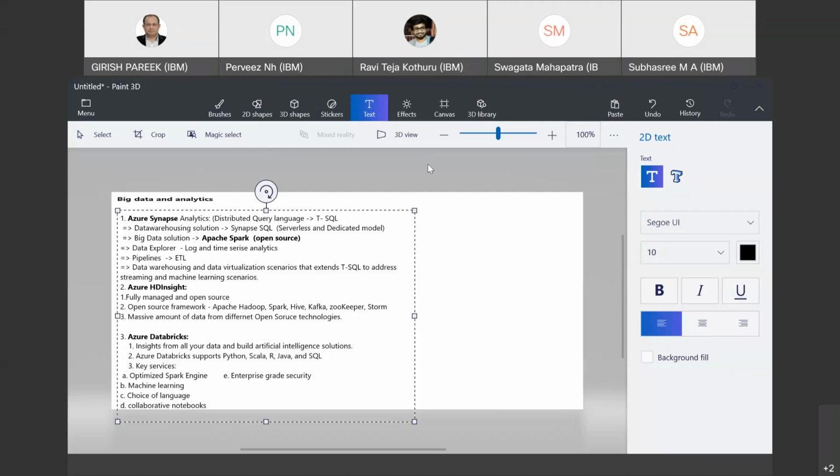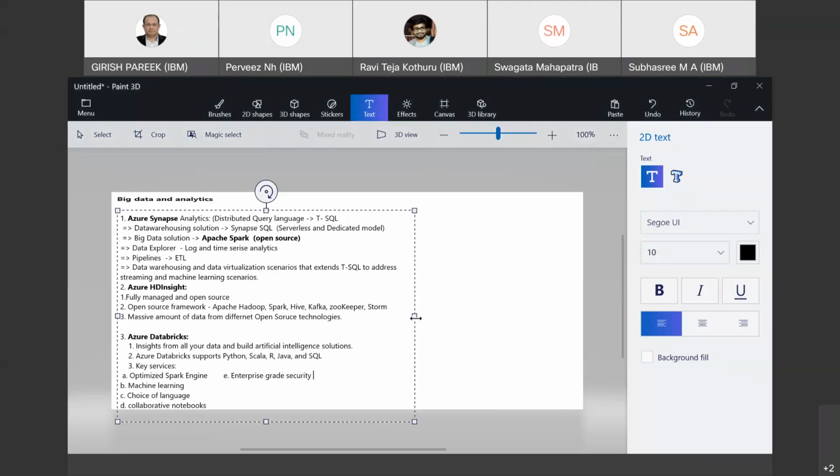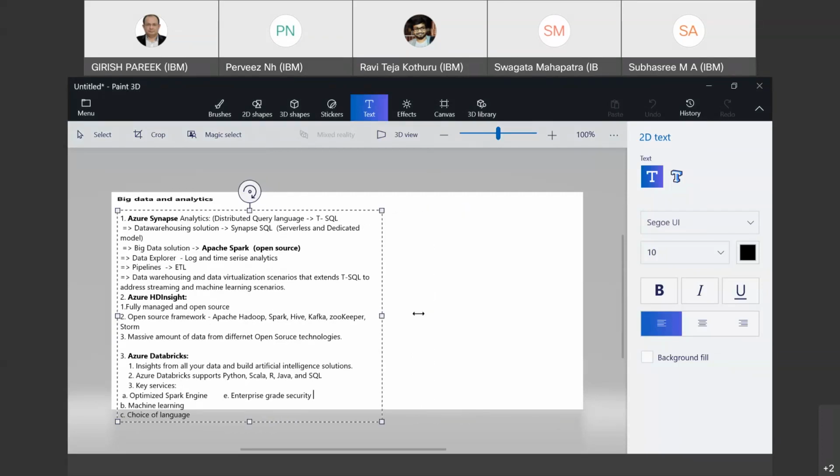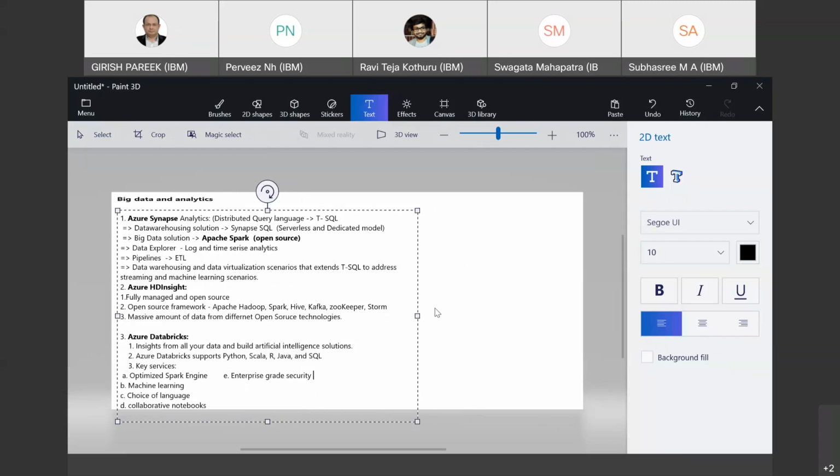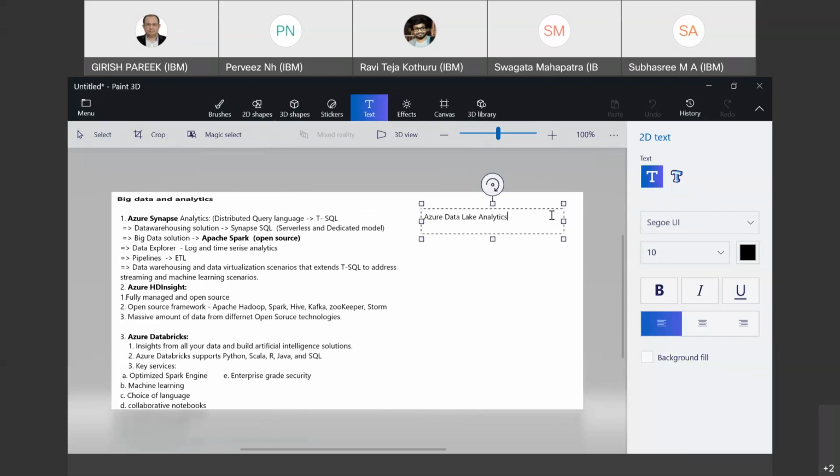Right? So that is about the Databricks. Then Azure Data Lake. Azure Data Lake Analytics. What is the use of it?